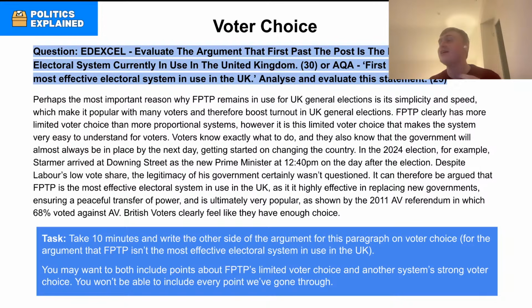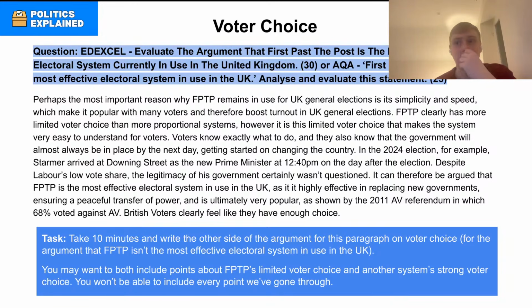Because this is the key second criteria. Obviously, practice this in your own time as a revision, practicing this second half of the argument. It's going to be the second criteria in your second paragraph to compare the different electoral systems.